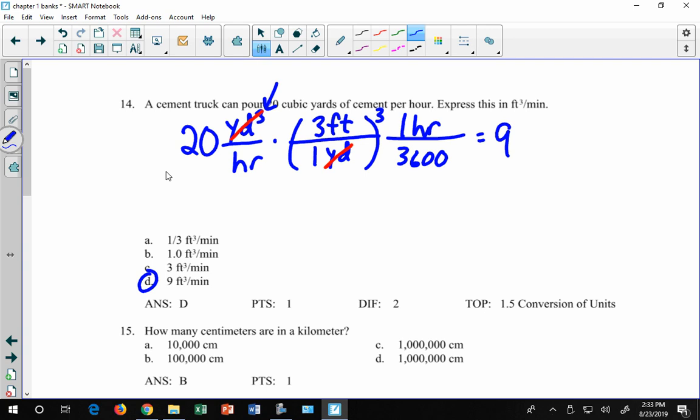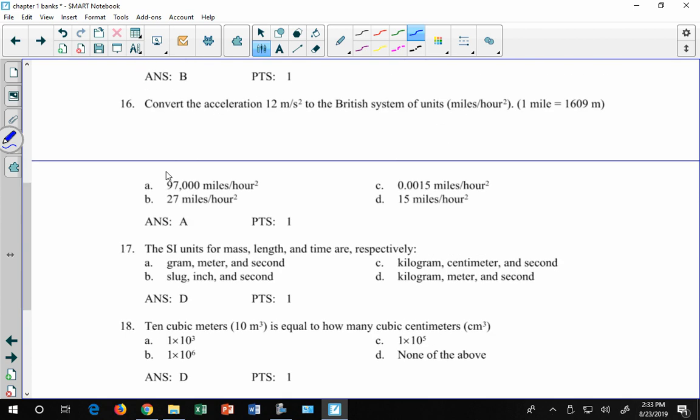Oh, no, I'm sorry. I'm doing per minute here. This is not 3,600. This is 60. I don't think that's right. Is that right? No, that's right. Yeah, 180 over 6, or 20 times 90. Oh no, it's 27. 3 times 3 times 3 is 27. Yeah. Okay. So it's 9 cubic feet per minute.